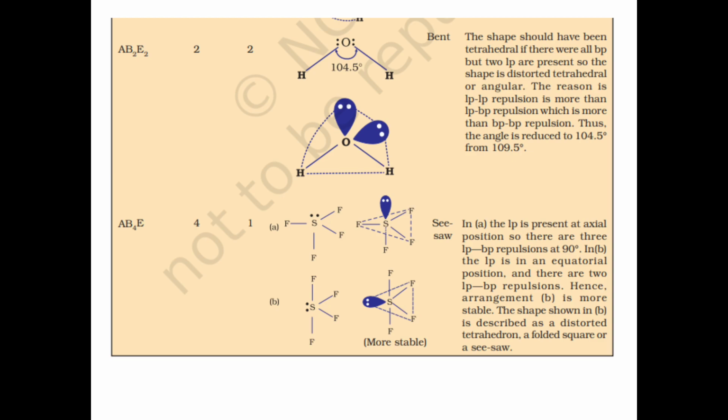Here one is Ab4E, which is the CIS structure. Four types of structures are possible, in which the CIS structure has more stability.